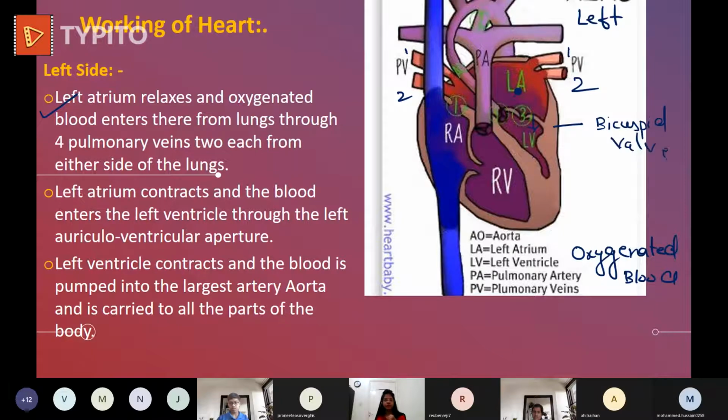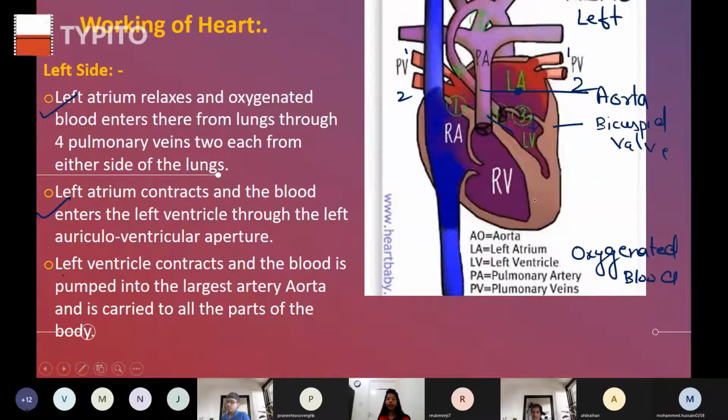Next, the left ventricle will contract, and all the blood, where will it go? It has no other avenue, so it has to go to the aorta. The blood will go to the aorta, and oxygenated blood goes to the aorta when the left ventricle contracts.